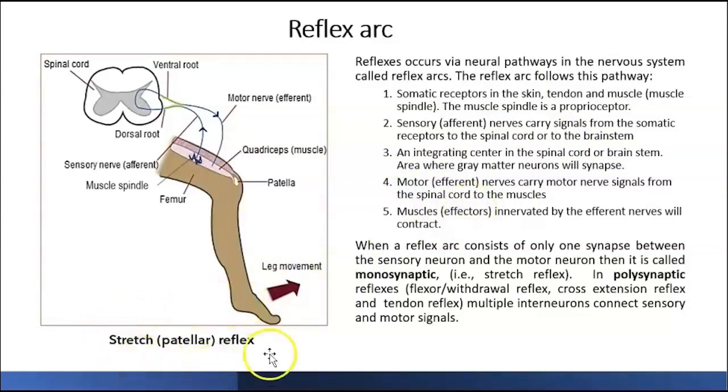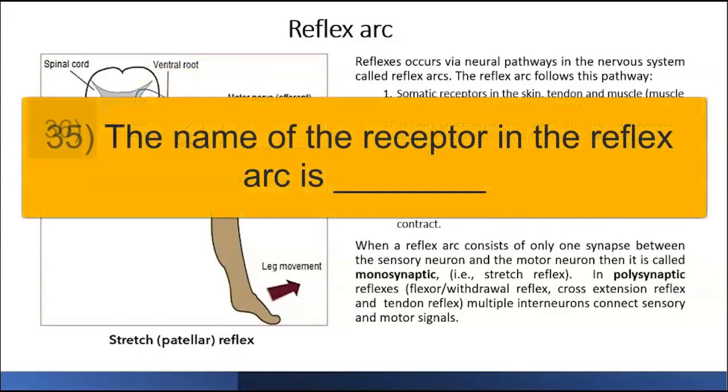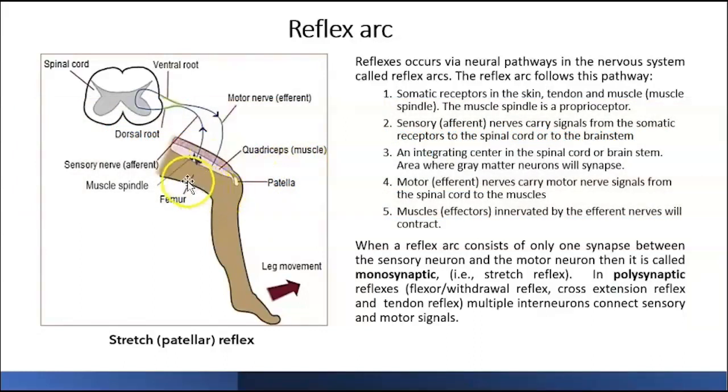Examples of reflexes. The stretch reflex is the most common one. More examples: flexor reflex, cross extension reflex, tendon reflex. They all use the reflex arc. The stimulus, number 1, is going to happen at the level of the muscle spindle. Number 2 is the sensory nerve. Number 3 is the spinal cord. Number 4 is going to be the motor neuron. And number 5 is going to be the muscle. One additional step that you need to remember: if you want to contract a muscle, the other one on the opposite side must relax.